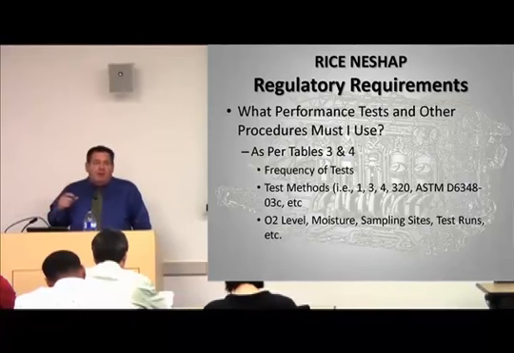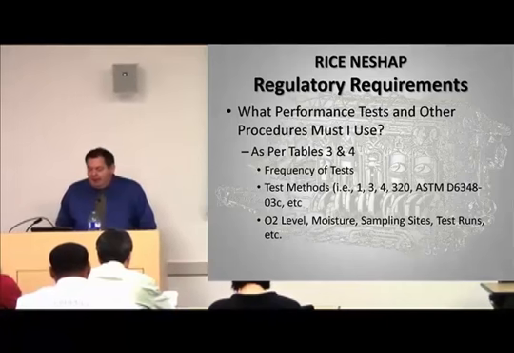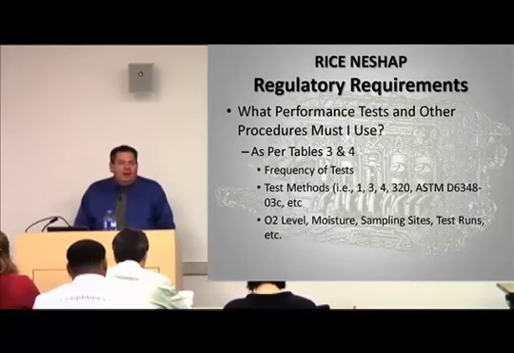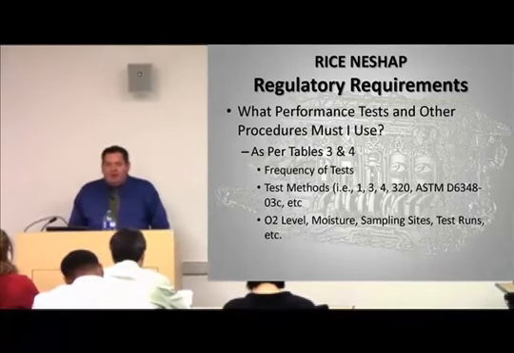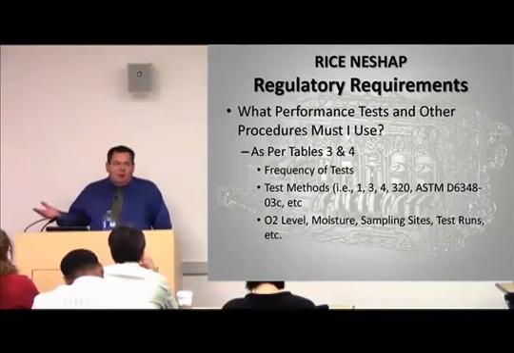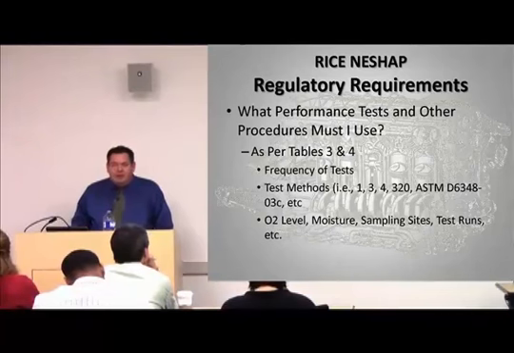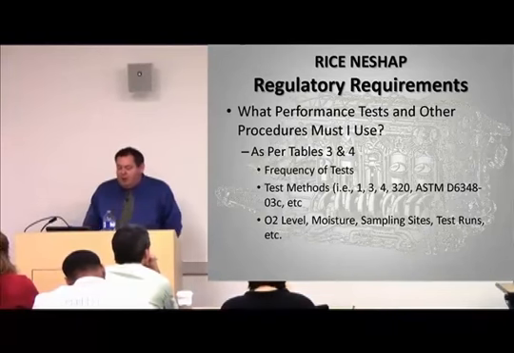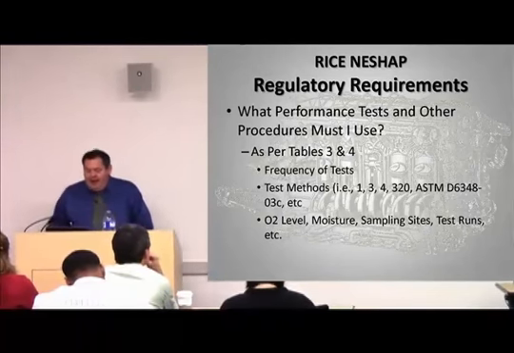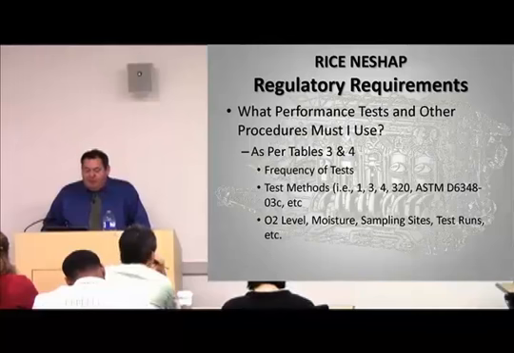Tables 3 and 4 tell you about the frequency of the tests, so how often you have to do them: semi-annually, annually, every 8,760 hours. There are tons of test methods depending on which gas you're measuring and how you're trying to control it, whether it's concentration limits or percentage of reductions. Might be EPA test methods 1, 3, 4, 320, ASTM D6348-03, and there are tons of other tests.